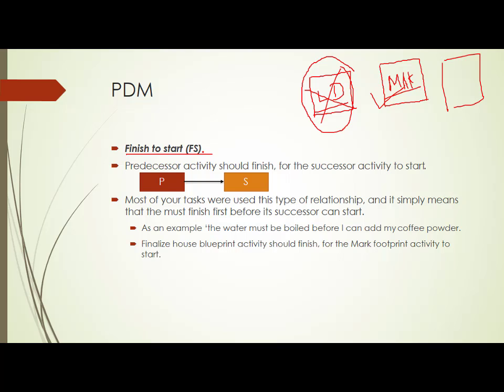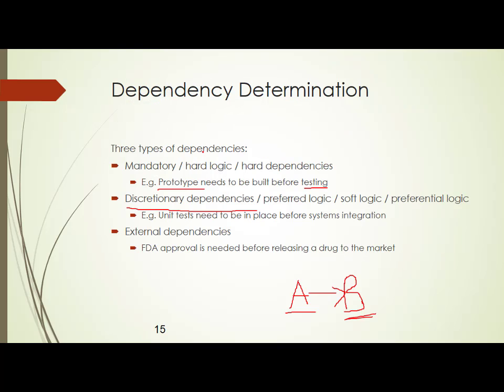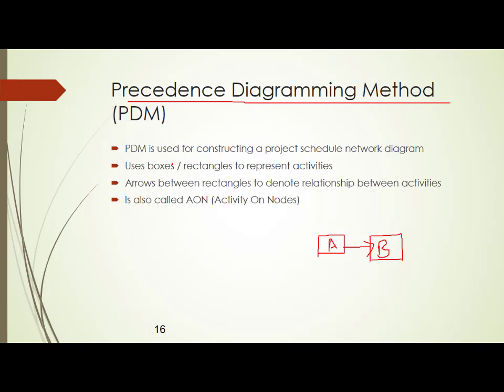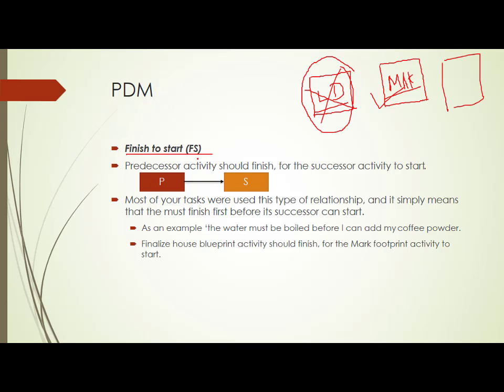So what is the meaning of finish to start relationship? If there are multiple activities, after completing one activity, then only you can start the other activity. So this is called predecessor and successor activity. This is a simple example of a mandatory dependency. Mandatory dependency means that after activity P, I have to start activity S. That means after finishing P, then I have to start S. So it is an example of a mandatory dependency.